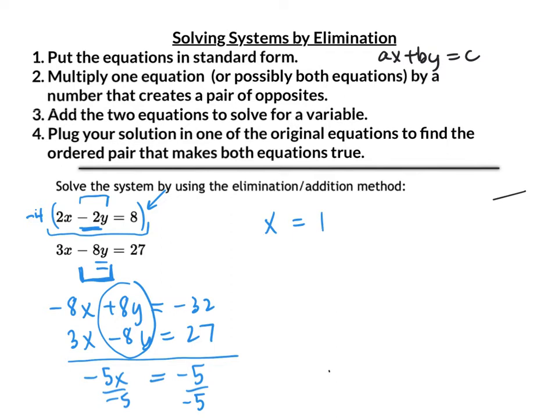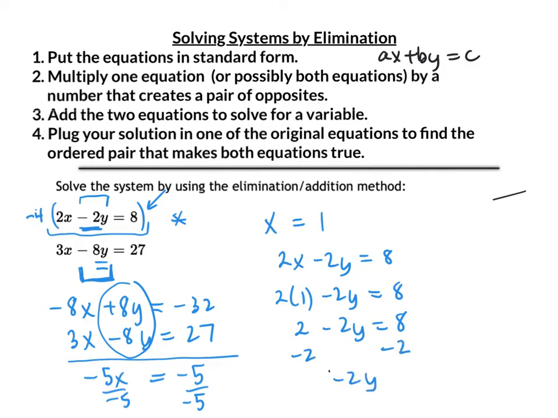Once I know one of the coordinates of the ordered pair, I can take that coordinate and plug it in one of the equations. I'm going to use that original equation, which was 2x minus 2y equals 8. And I'll plug in that 1. 2 times 1 minus 2y equals 8. Well, 2 times 1 is 2. 2 minus 2y equals 8. Subtract 2 from each side. Negative 2y equals 6. Divide both sides by negative 2, and I can see that y equals negative 3.